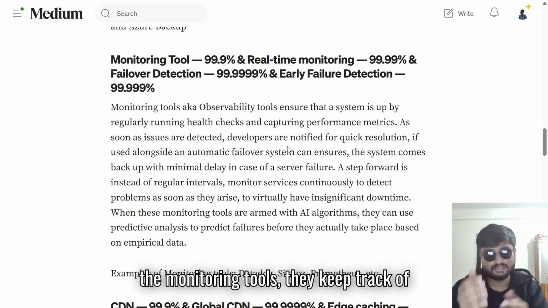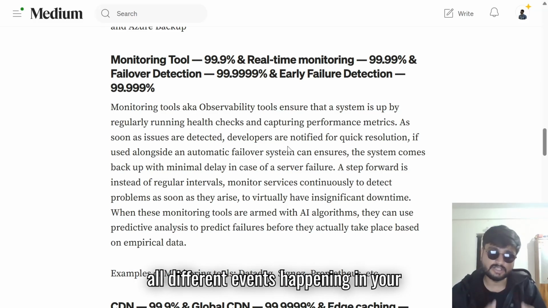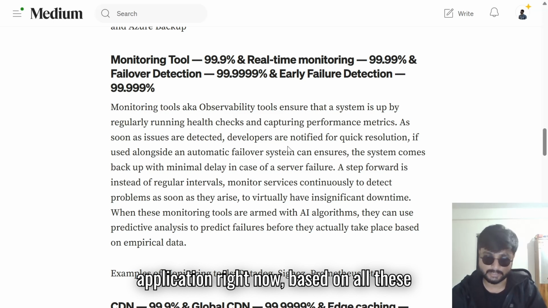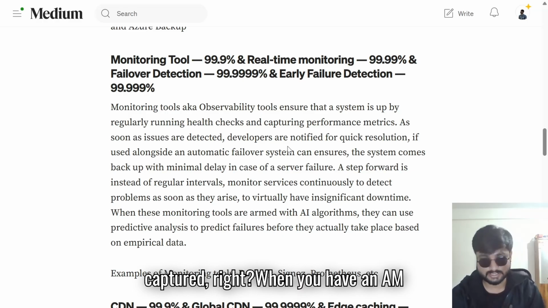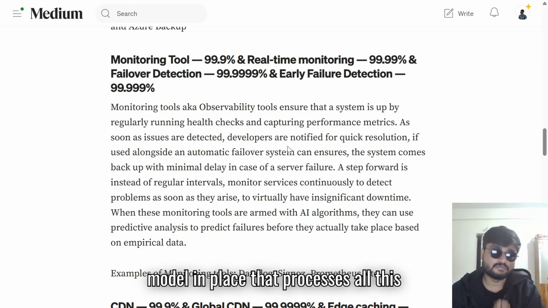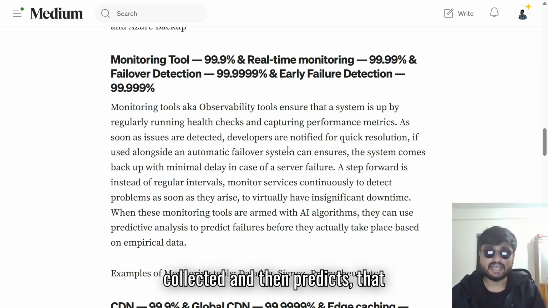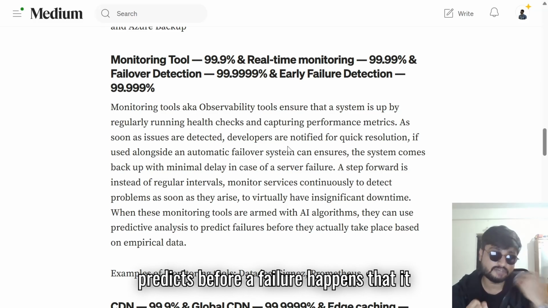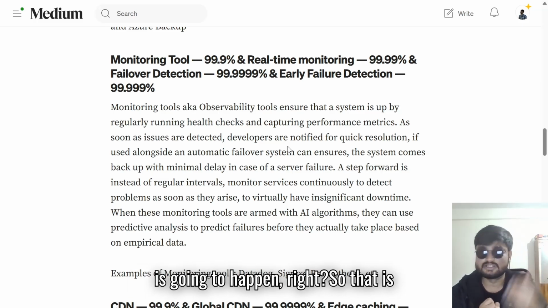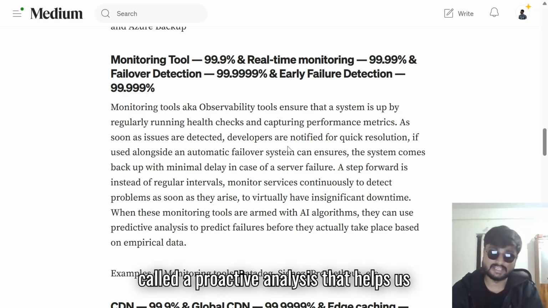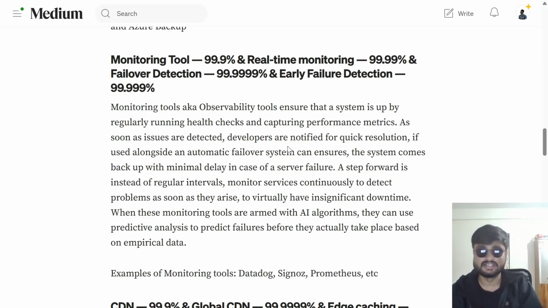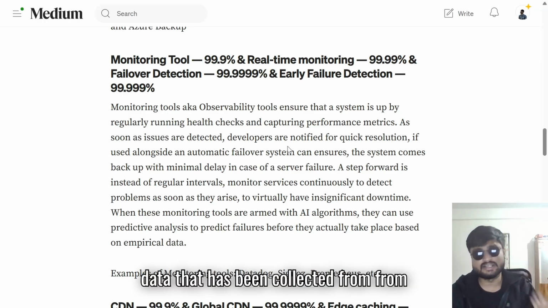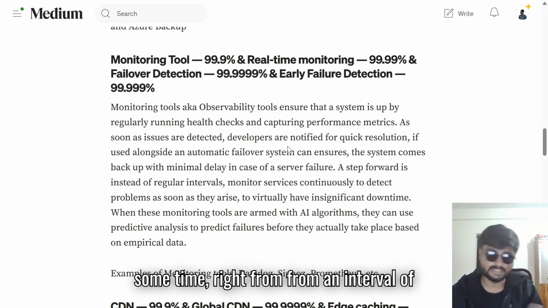As I told you, the monitoring tools keep track of all the different events happening in your architecture, in your system, in your application. Now, based on all these events, logs, and performance metrics being captured, you can have an AI model in place that processes all this data and predicts before a failure happens that it is going to happen. That is called predictive analysis, which helps us predict failures before they actually take place, based on empirical data. By the way, empirical data means data that has been collected over an interval of time.